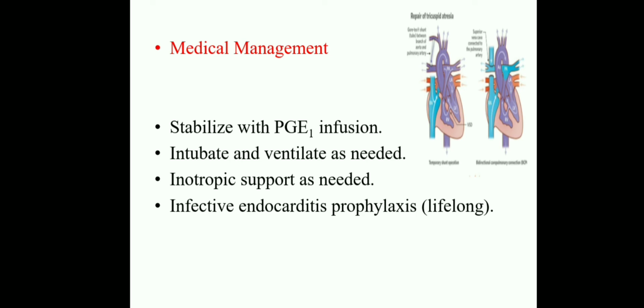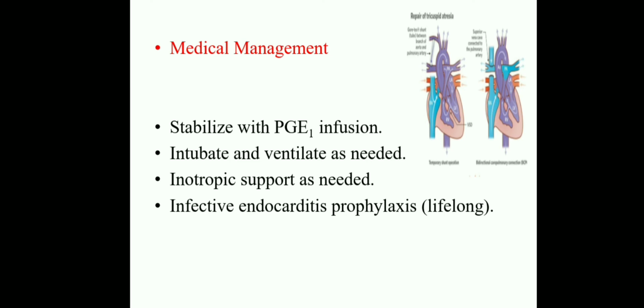Intubate and ventilate as needed. If the child is suffering with severe cyanosis, the child should be intubated. Inotropic supports are needed. Here the inotropic drugs, digoxin, and diuretics should also be administered. Infective endocarditis means the child suffers with bacterial or fungal cardiac infections, so prophylactic management is needed lifelong.